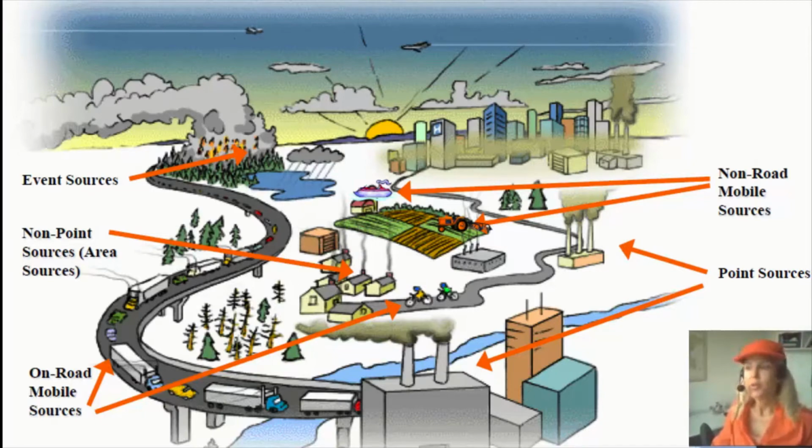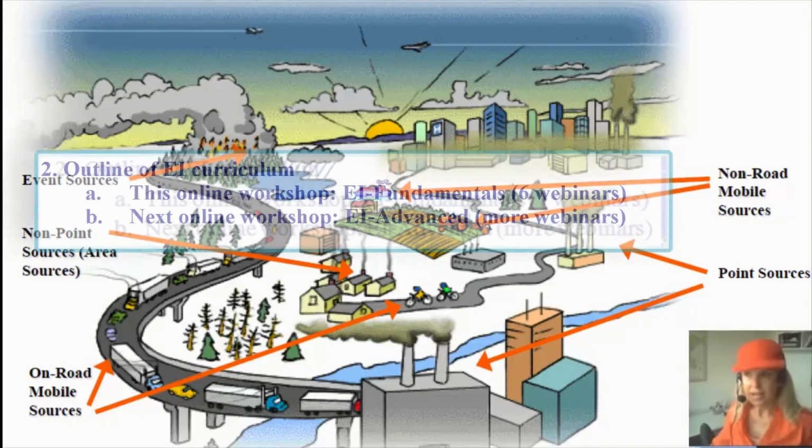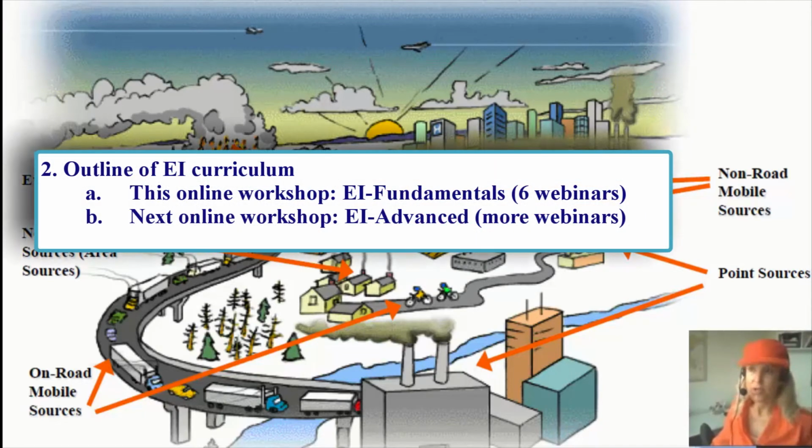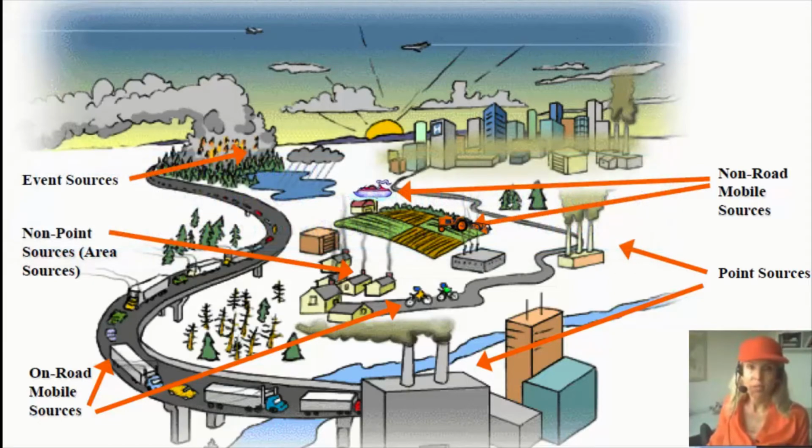So for those people who are going to gather source data for their emissions inventory, they will continue on to the second workshop, which we will have immediately after this one finishes. In order to come to Workshop 2, you have to have completed Workshop 1.